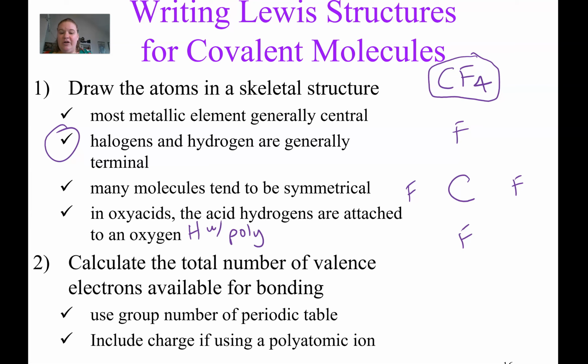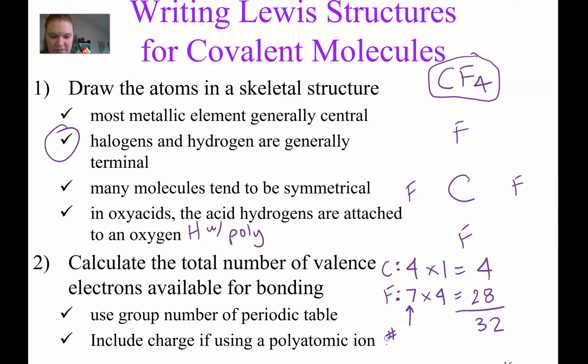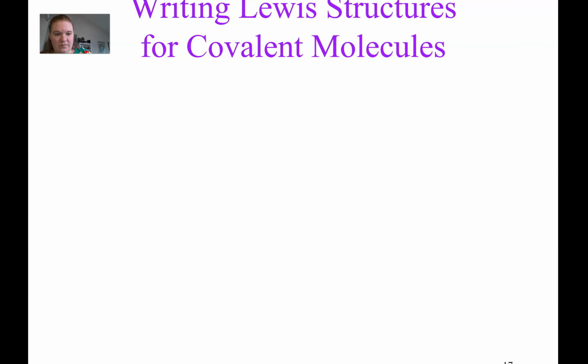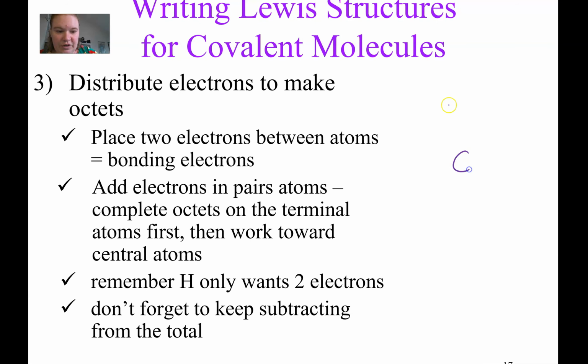Step number two says calculate the total number of valence electrons available for bonding. Carbon has four valence electrons and there's one carbon. Fluorine has seven valence electrons and there's four of them. So this is the number of valence electrons, and this is the quantity of that type of atom. That means I have 32 valence electrons altogether. So I'm going to redraw what I had, and I know I have 32 electrons.